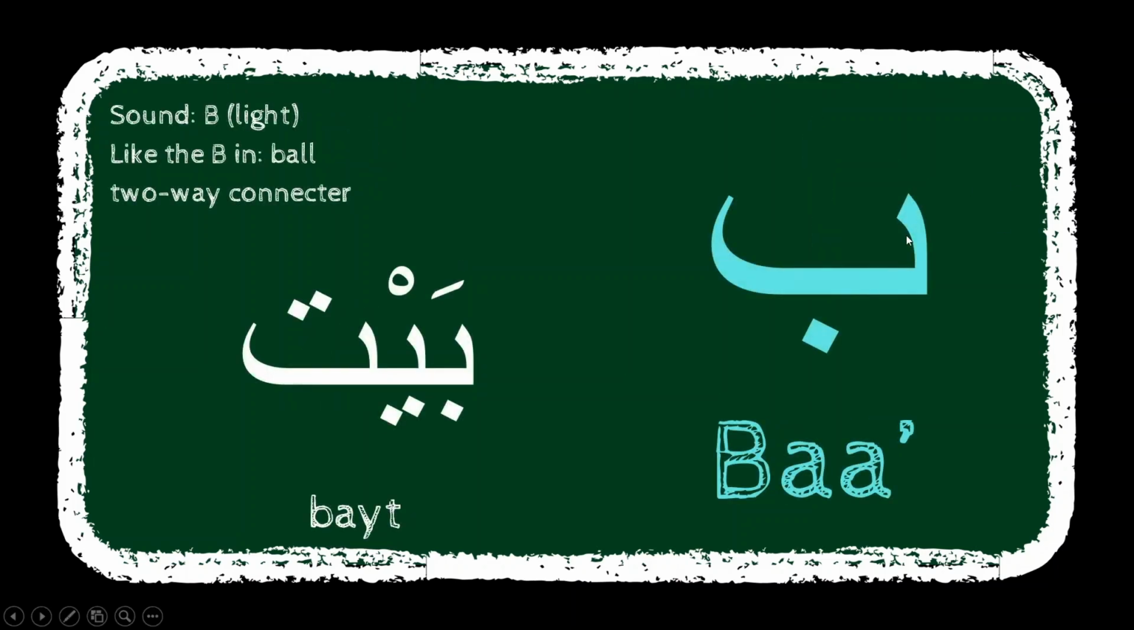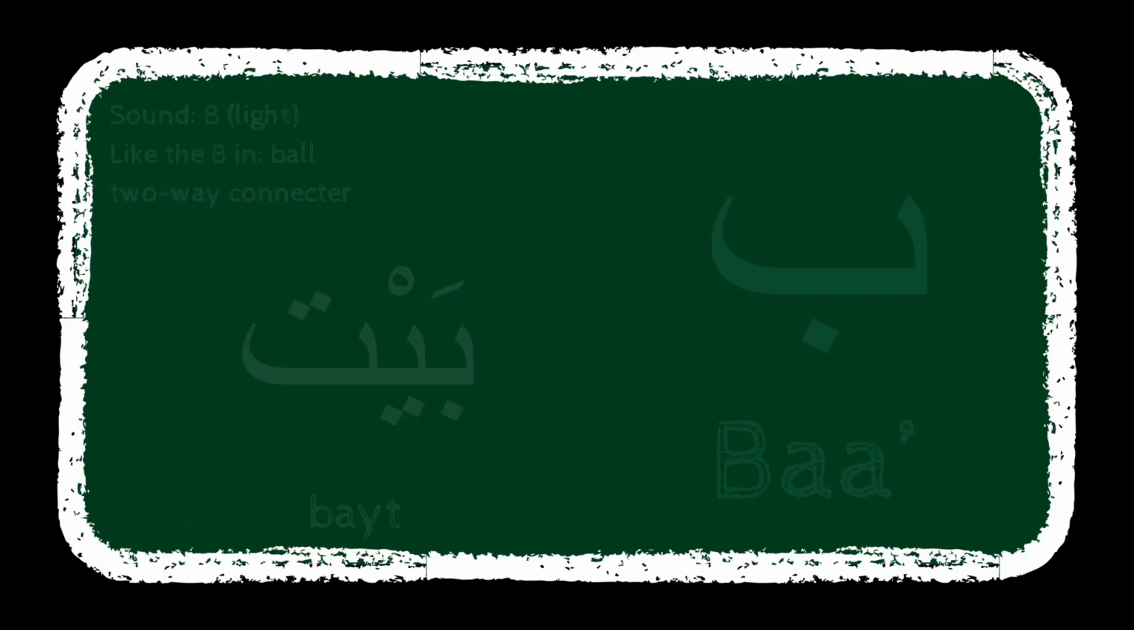The next letter is Ba, and it's a light letter, pronounced like the B in the word ball. This letter is a two-way connector, which means that it will be connected from both sides. Now, repeat after me. This word is Bayt. Your turn. بيت, which means a house.